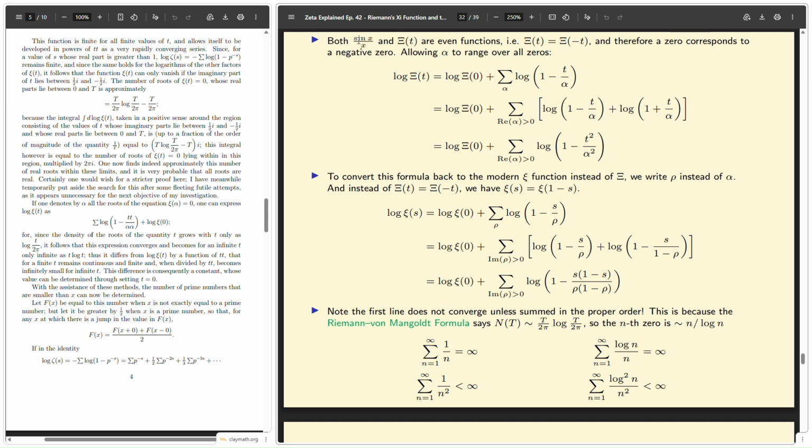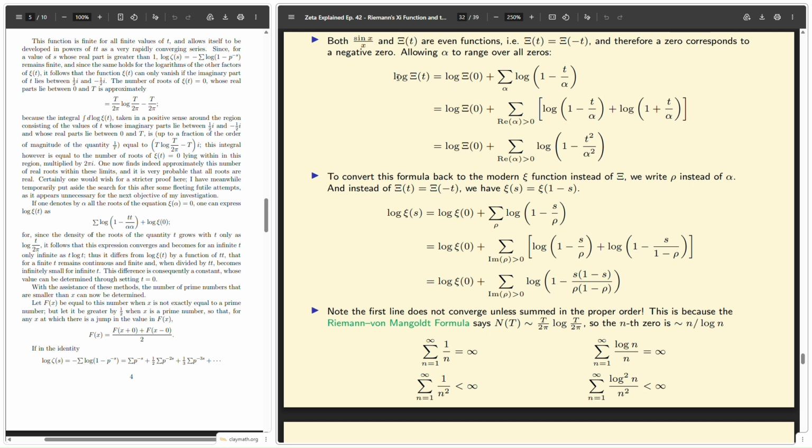Now I'm going to say both sine of x over x and the capital C of t are even functions. So remember, C of t is equal to C of negative t. Now sine of x is usually an odd function, but if you do sine of x divided by x, that's an even function. And so therefore, for both of these functions, a zero corresponds to a negative zero. So therefore, I'm going to write the sum as follows. I'm going to allow alpha to range over all zeros, as opposed to only the positive zeros.